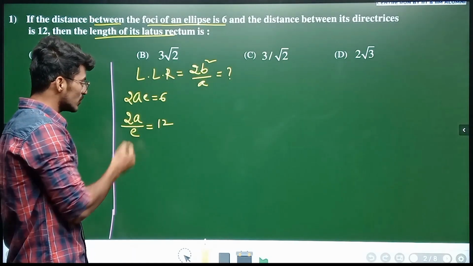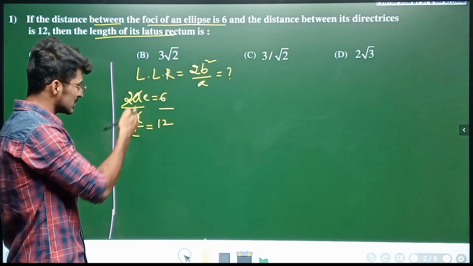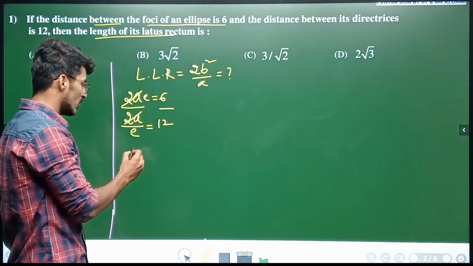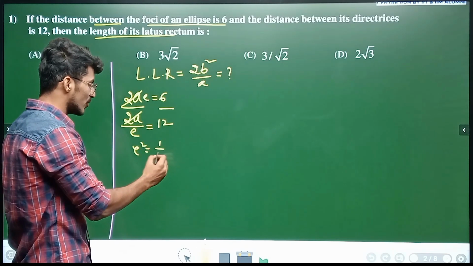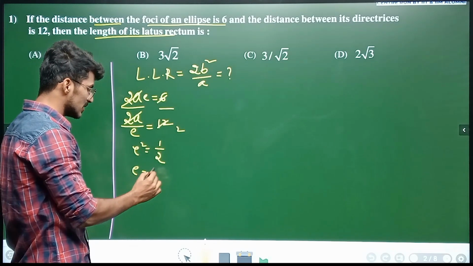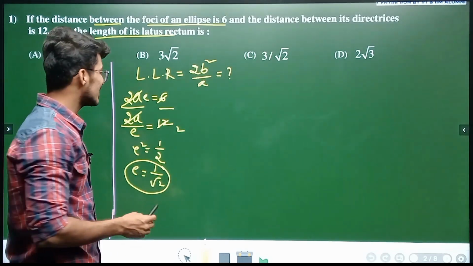By using these two, can I divide them? Let us divide these two. If I divide, 2a is going to cancel. e by 1 by e gives me e square. So e square is going to be 1 by 2. 6 ones are 6, 6 twos are 12. So with e square 1 by 2, the eccentricity is going to be 1 by root 2. 1 by root 2 is the eccentricity.